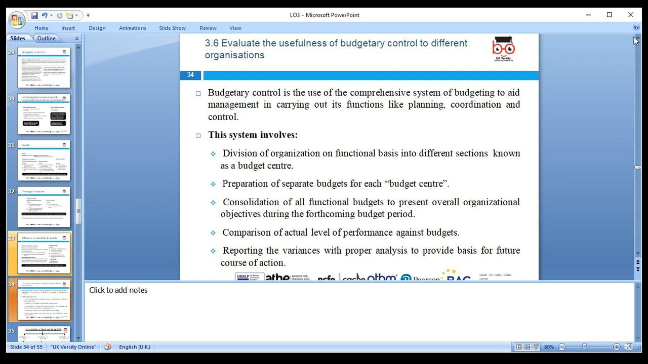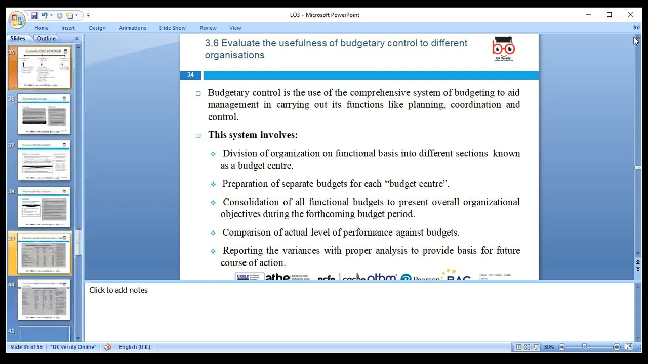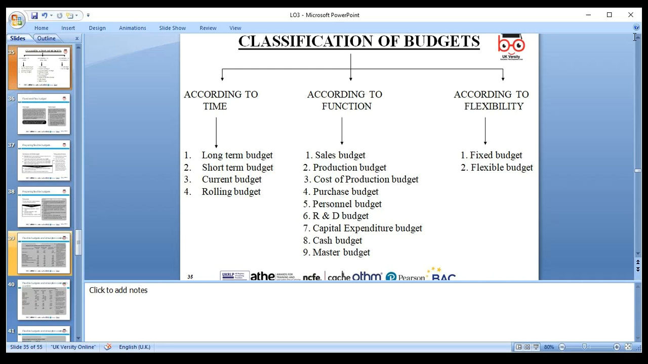Okay, guys, then we have 3.6. We need to look at what budgetary control is: the use of a comprehensive system of budgeting to aid the management in carrying out functions like planning, coordination, and control. When making a budget, we always need to look at it according to the time, according to the function, and according to the flexibility.